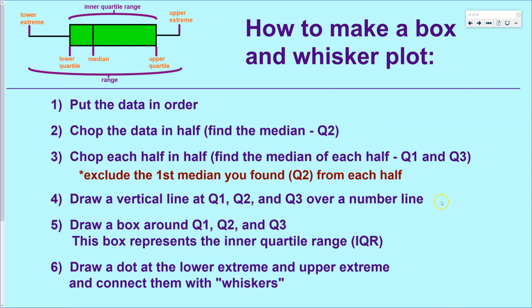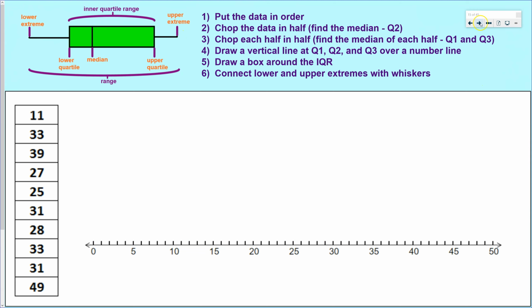Then you're going to actually go and make the box and whisker plot. We're trying to make this shape. So what we're going to do is take those Q1, Q2, and Q3, and draw this bar, and this bar. We're going to draw a box around that. And then basically we're going to tack on our minimum value and our maximum value and draw a little whisker out to each of those. Let's look at our first example.